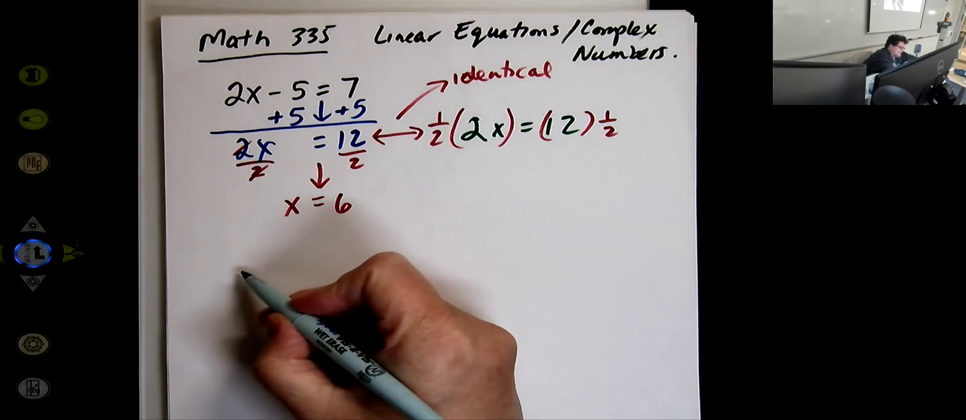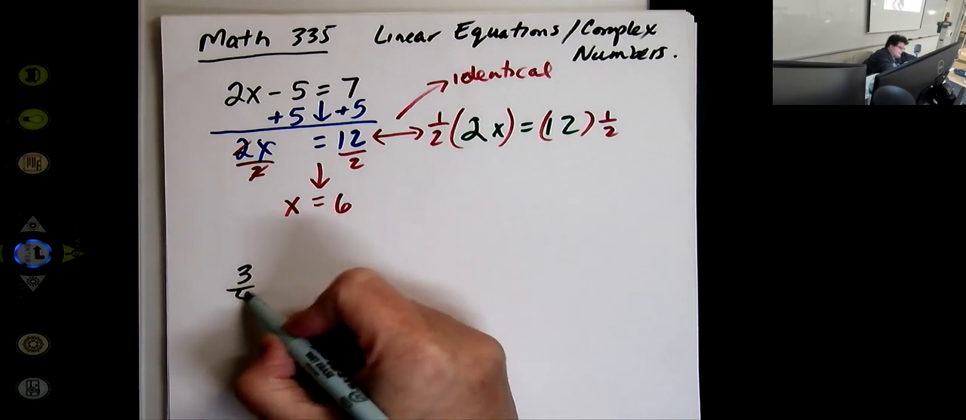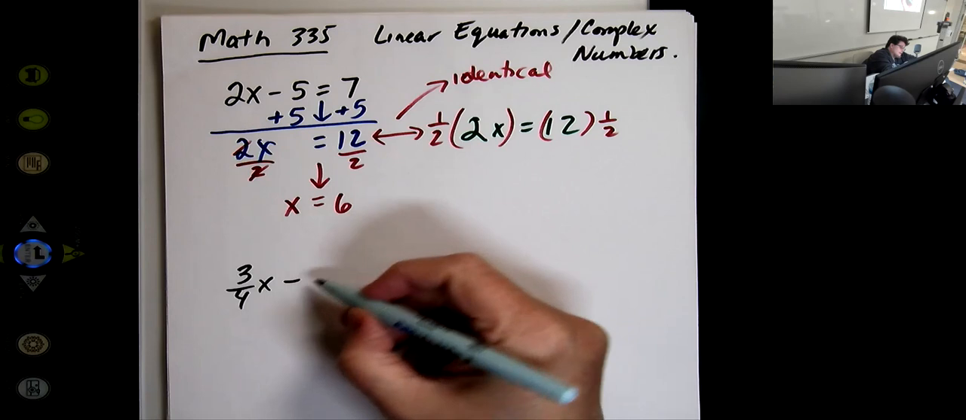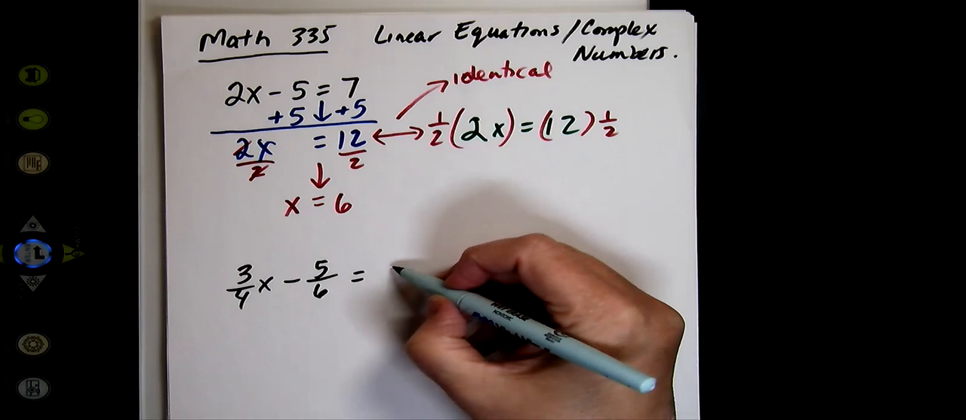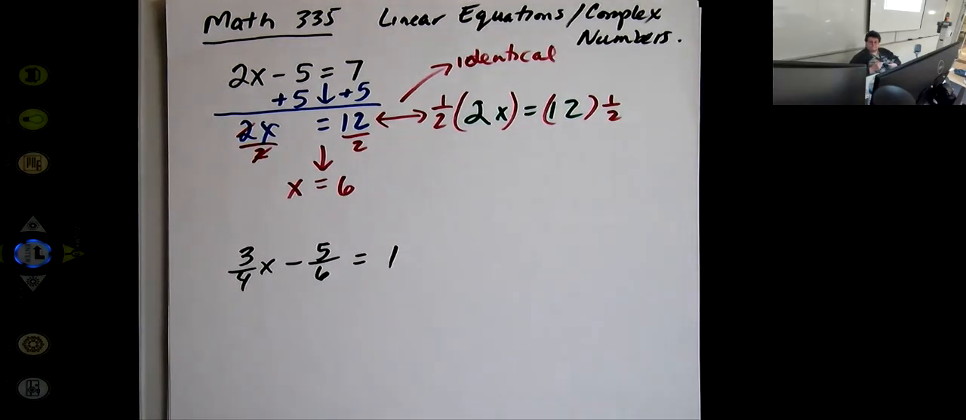Let's kick it up a notch. Let's go 3/4 x minus. Ooh, let's do that. What should we do here first? That is what I would do right now first.